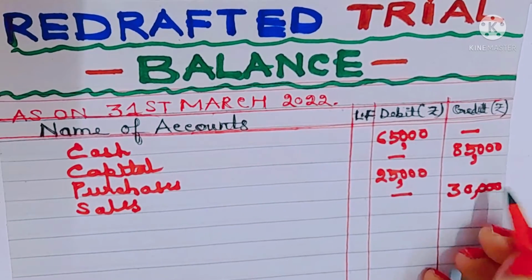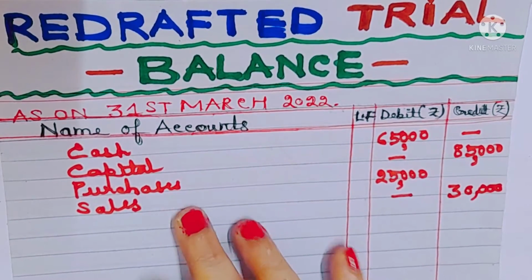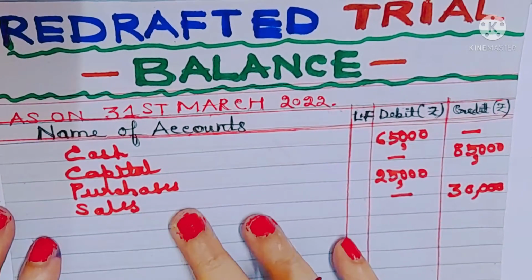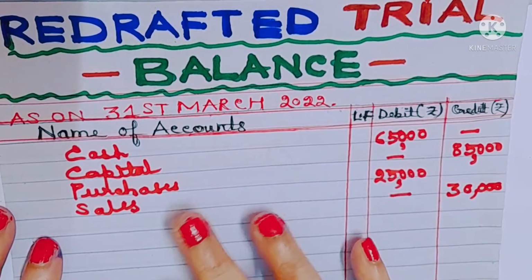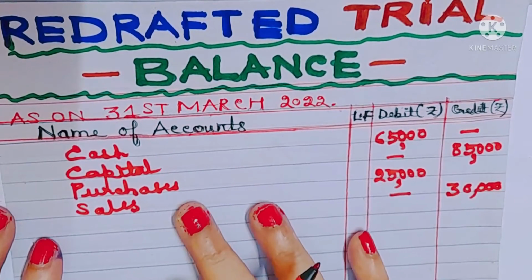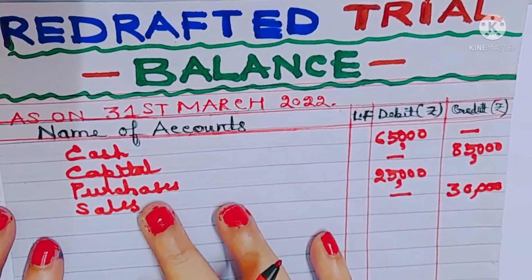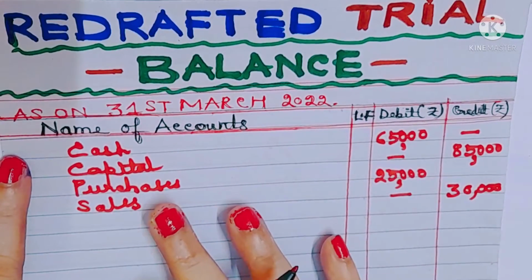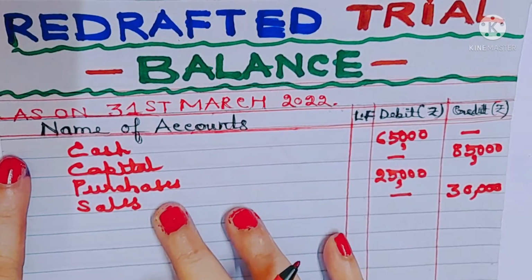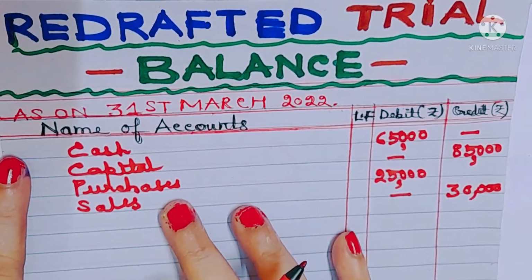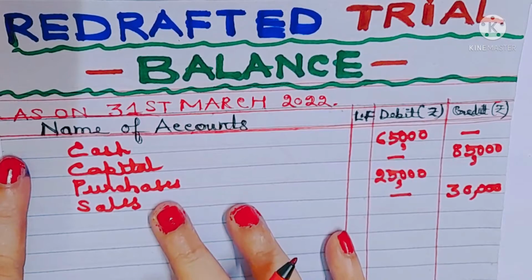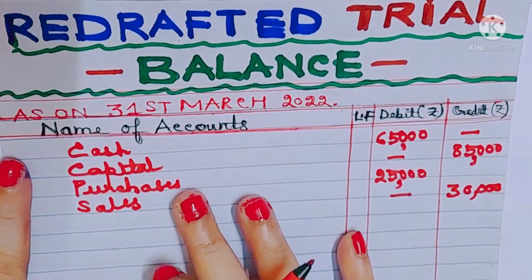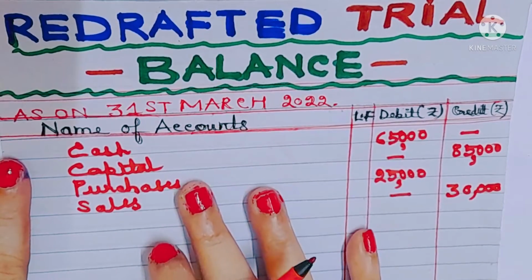30,000. Why is sales credit? Because sales falls under real account as well as nominal account. According to real account, what goes out is credit. When goods are sold, goods go out from the business. So sales will be credited. According to nominal account, when goods are sold, money comes in. Sales is an income for the business. So sales account will be credited because according to nominal account, all incomes and gains are credit. So sales account will be credited. Understood? Let's see the next account.